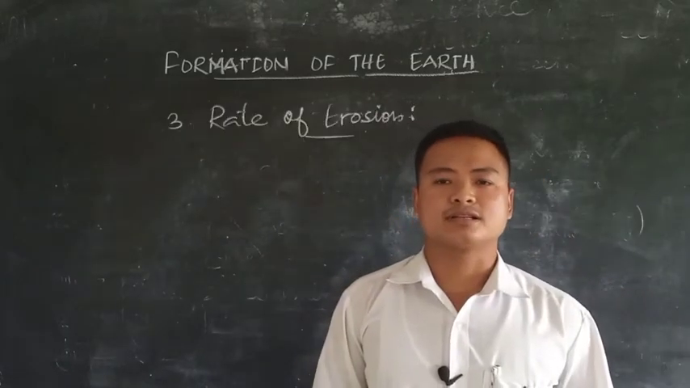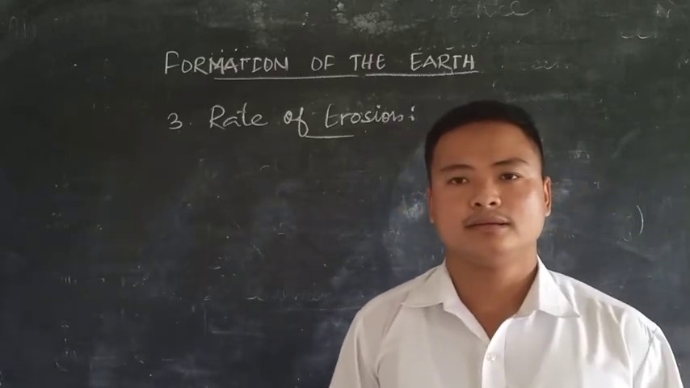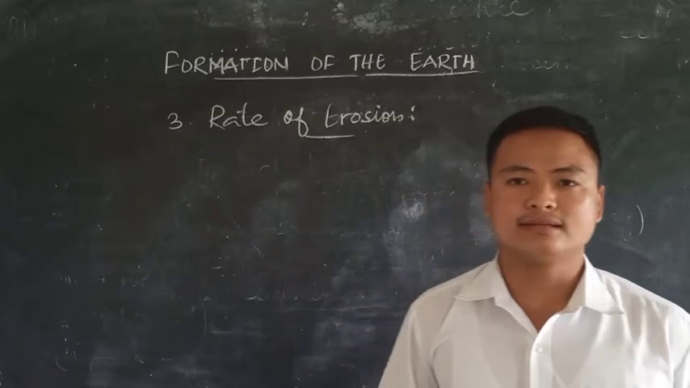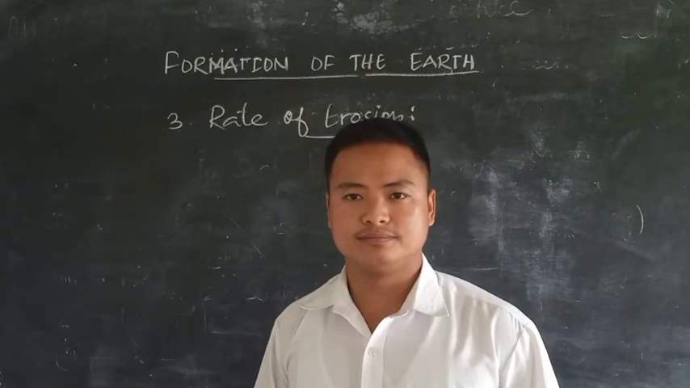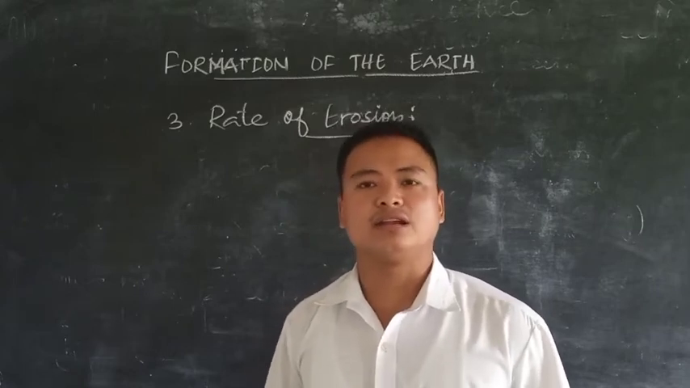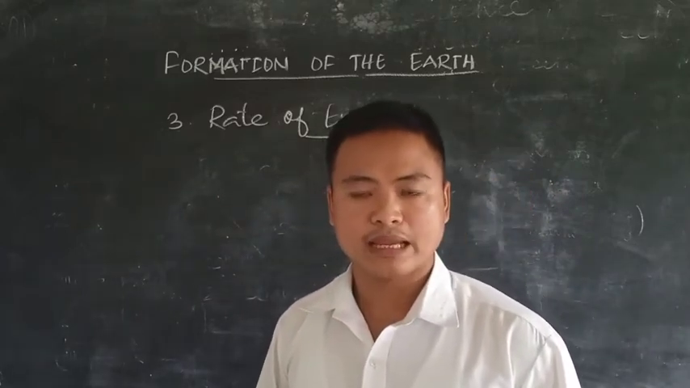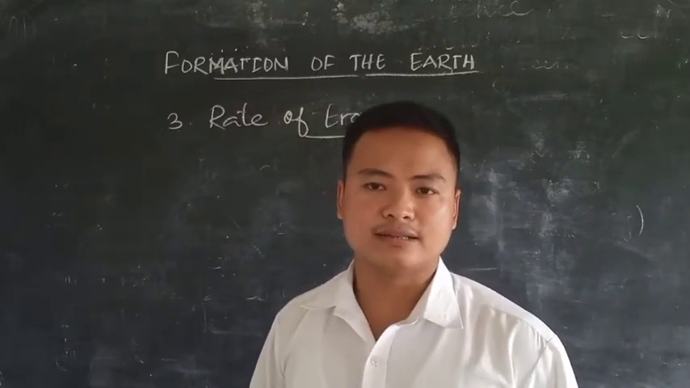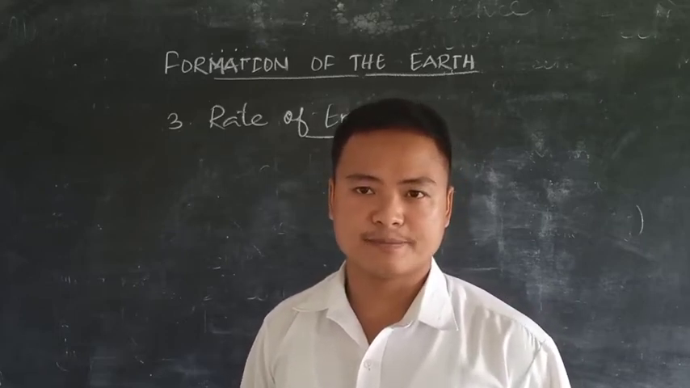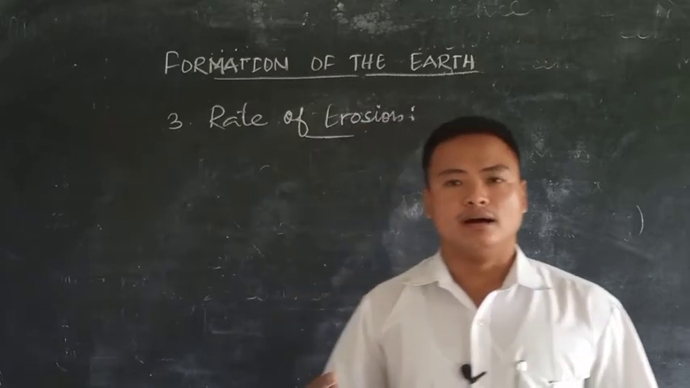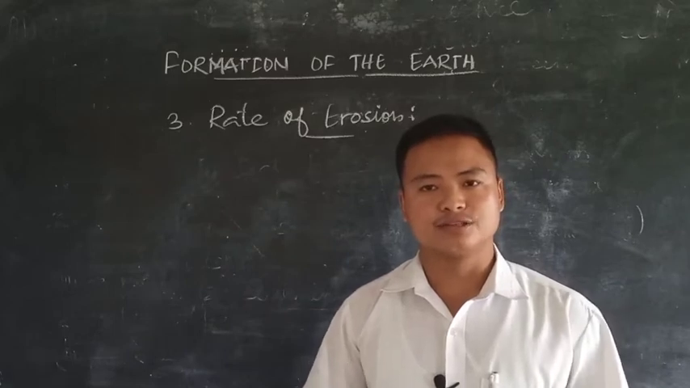The third factor to discuss about the age of the earth is the rate of erosion. Some scientists are of the opinion that if we are able to find the total denudation that has taken place so far and the rate of denudation every year, the age of the earth can be known. This is based on the fact that denudation takes place every year, and denudation is not a process that takes place for just a year and then it stops.